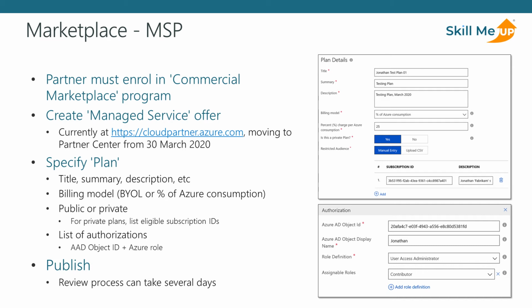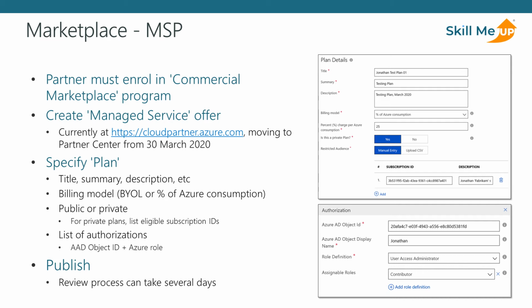The last thing that you have in the offer is the list of authorizations. This is where the partner will say, these are the roles, these are the users, or more likely the groups of users that are going to have access to the customer's subscriptions, and these are the permissions they need. Maybe it's the contributor role, or maybe it's the reader role or such like. We'll look in more detail at the authorizations that the partner may request a little bit later in this presentation. Once all those details are in place, the partner will publish that offer to the marketplace. Now, there's a review process for things to go into the marketplace, so that process can take several days.